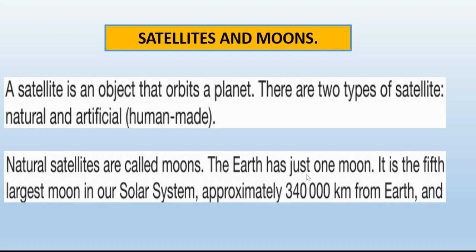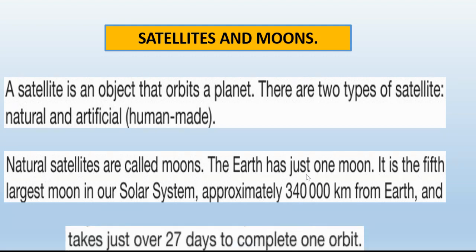Natural satellites are also known as moons. The Earth has just one moon, which is the fifth largest moon in the solar system and is approximately 340,000 kilometers away from the Earth. It therefore takes 27 days to complete one orbit.